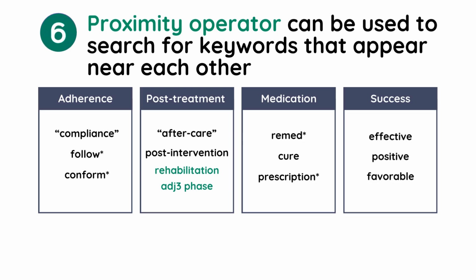Next, proximity operators can also be utilized. As in its name, this technique allows us to search two terms in close proximity with each other. In our database, the syntax is ADJn, where n is the number of words between the search terms. So if, for example, rehabilitation ADJ3 phase is typed, the results could include references with the phrase phase of rehabilitation, as the number of words between the two terms is within 3.